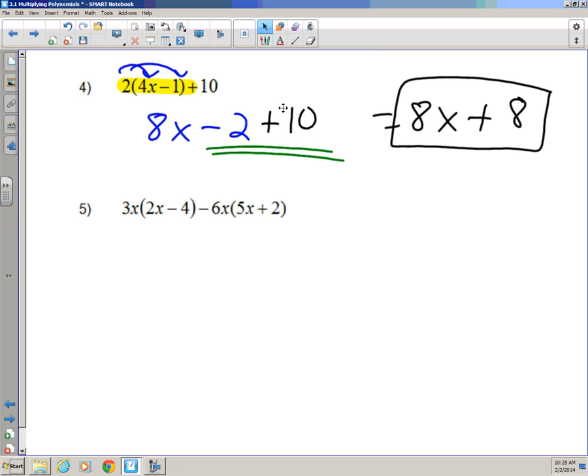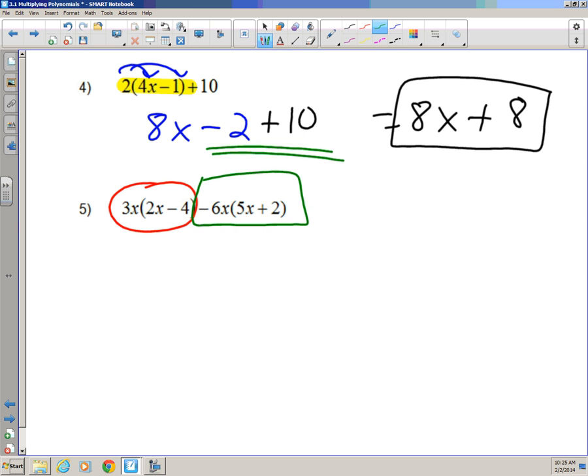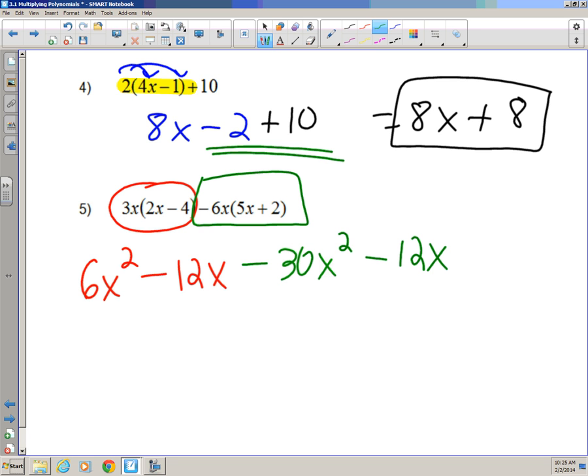This next problem, here's a distributive property piece, and here's a distributive property piece. You've got to keep them separate. So 3x times 2x, 6x squared, 3x times negative 4, negative 12x, negative 6x times 5x, negative 30x squared, negative 6x plus 2, or multiplied by, I should say, by 2 is negative 12x.